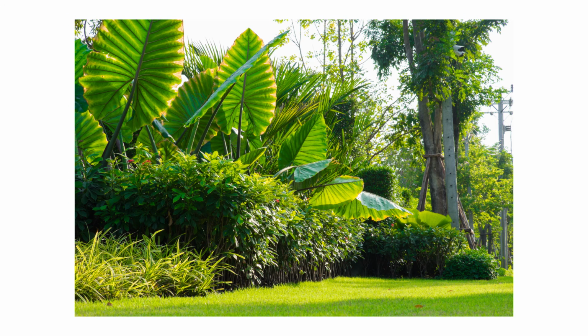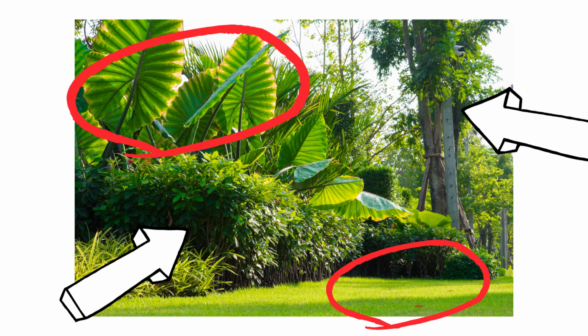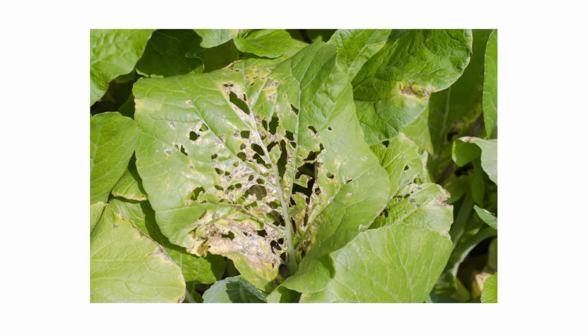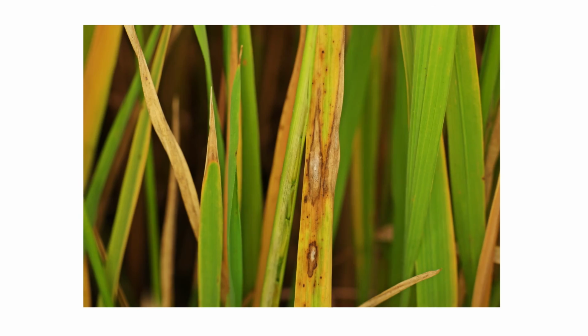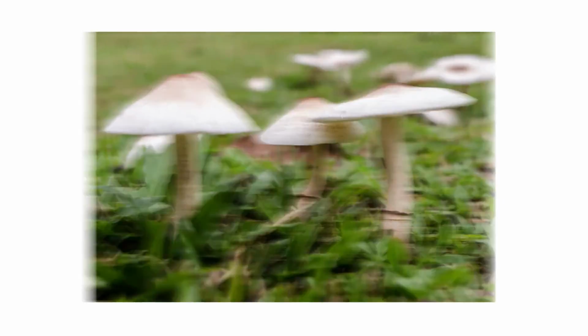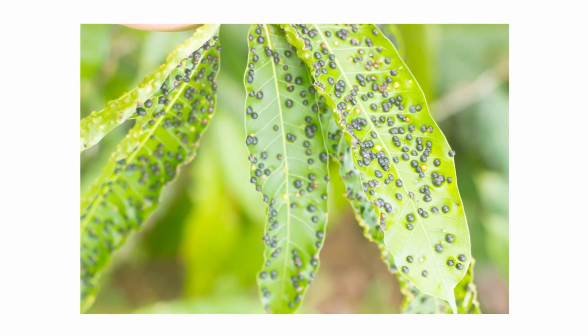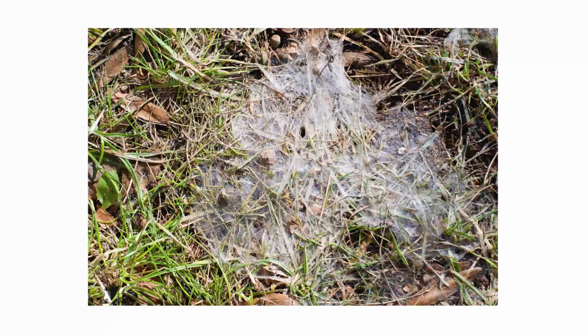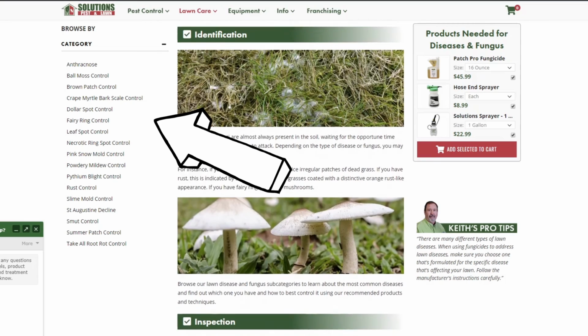Be sure to closely inspect your grass, bushes, trees, ornamentals, and other plants for disease or fungi. The common signs include lesions in the leaves or grass blades, discoloration, patches of dead turf, or the presence of mold or mushrooms. Note the affected plants and where the disease is taking place, as you'll use this information to focus your treatment. You can check out the category pages for common lawn diseases on our website for more information.